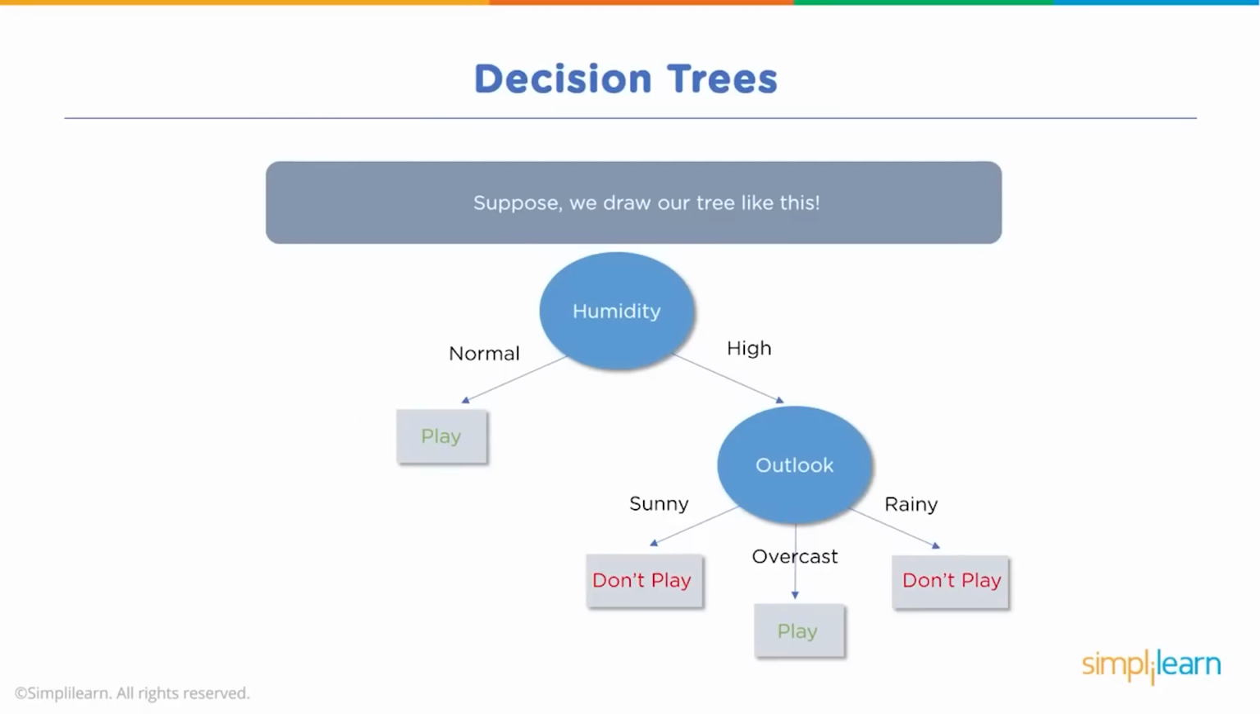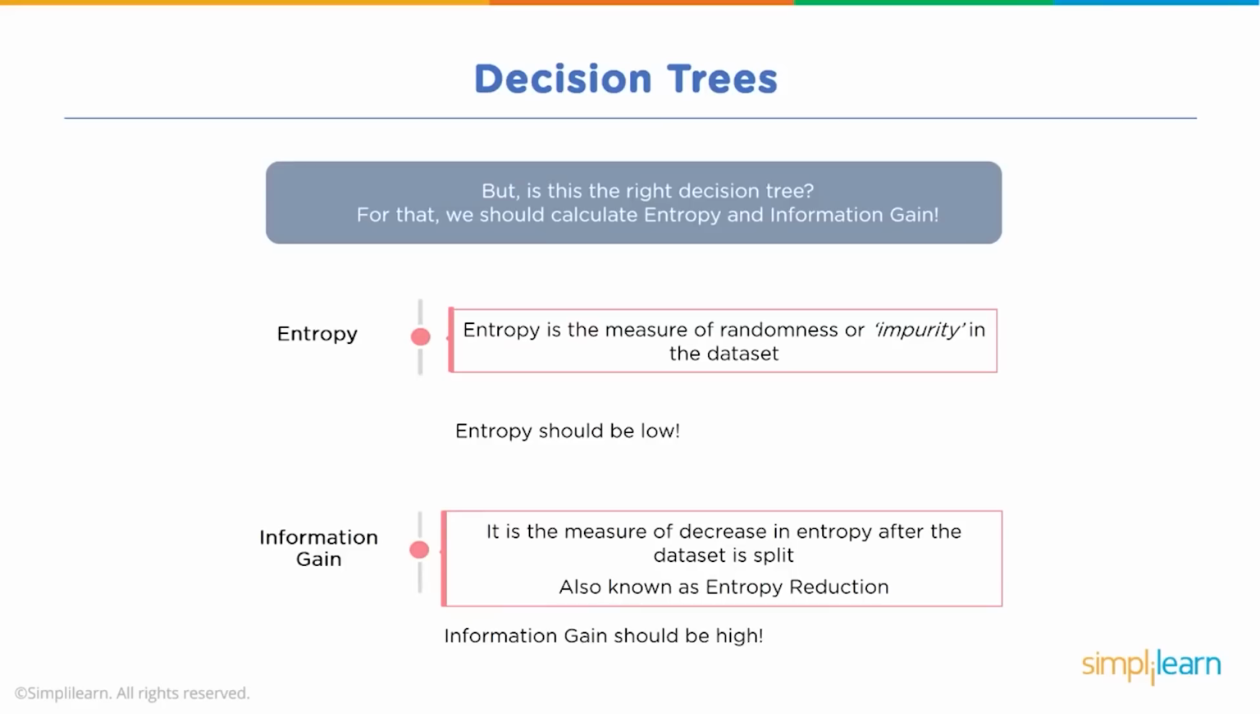So how do we decide how to split that data up? And is that the right decision tree? So that's a question that's going to come up. Is this the right decision tree? For that, we should calculate entropy and information gain. Two important vocabulary words there are the entropy and the information gain.